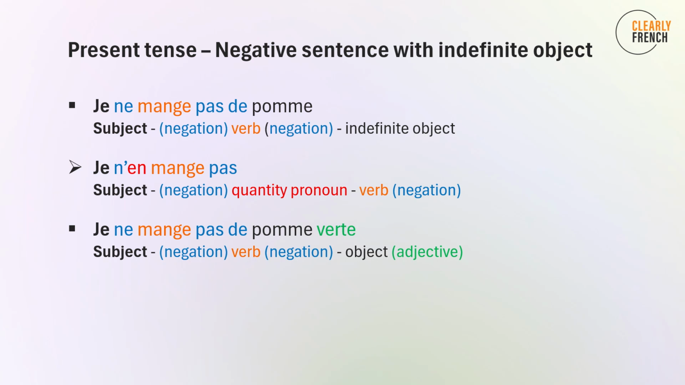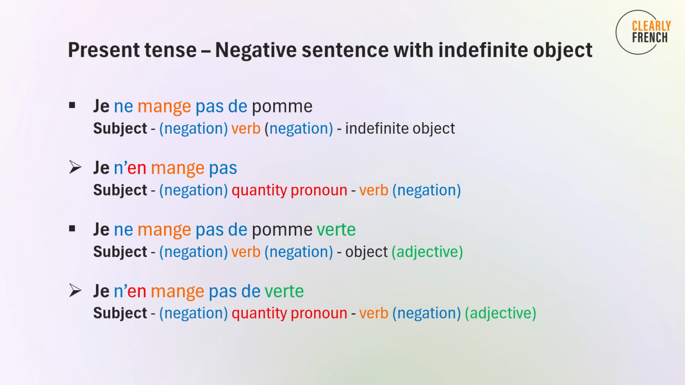Je ne mange pas de pommes vertes. I'm not eating any green apples. We've just added an adjective to that. Je n'en mange pas de vertes. Again, we have the de again, because we have something after pas. Therefore, the de slots in again.